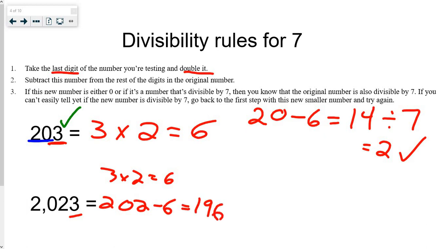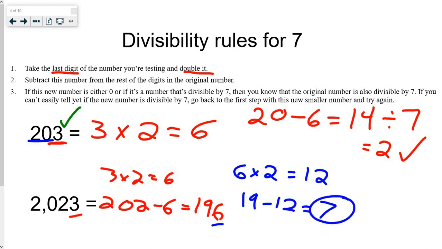So I'm not sure if 196 is divisible by 7. So we're going to take this again. We're going to continue this process. 6 times 2 equals 12. 19 minus 12 equals 7. 7 is divisible by 7. We know that. So therefore, 2023 is divisible by 7. You see how that works? Okay.